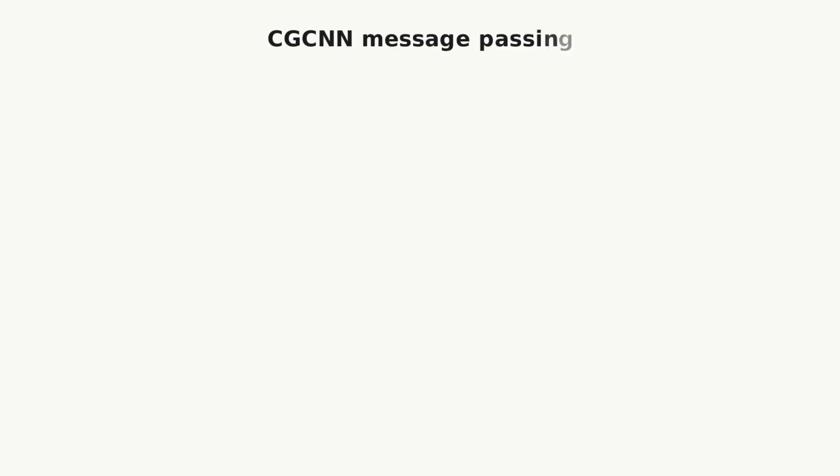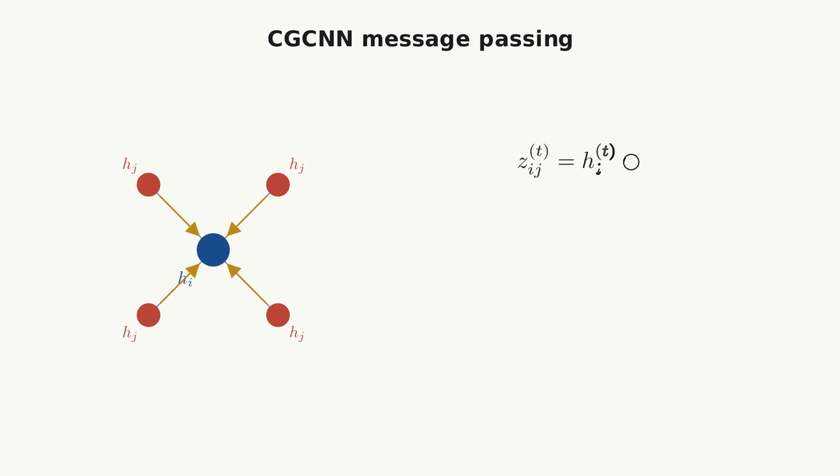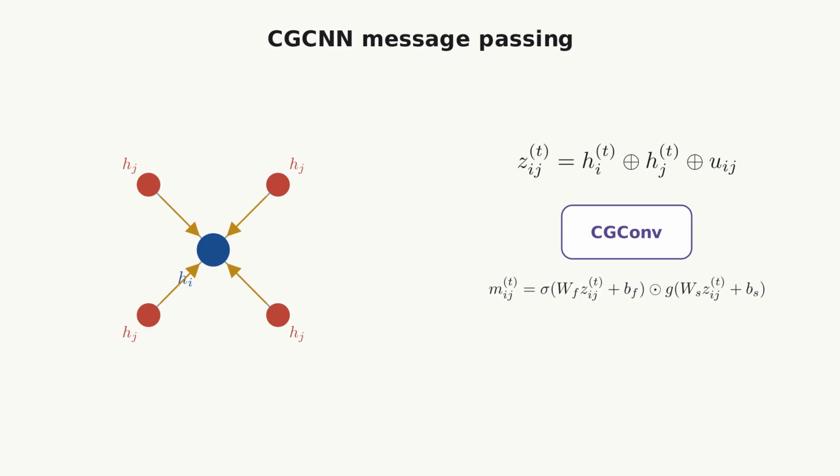At each message passing step, the representation of an atom is updated using information from its neighbors and from the bonds that connect them. The central atom feature, the neighboring atom feature, and the bond feature are concatenated. A gated nonlinear transformation converts this information into a message. The messages from all neighbors are then summed and used to update the atomic embedding. Repeating this operation allows information from progressively larger coordination environments to influence the final crystal representation.